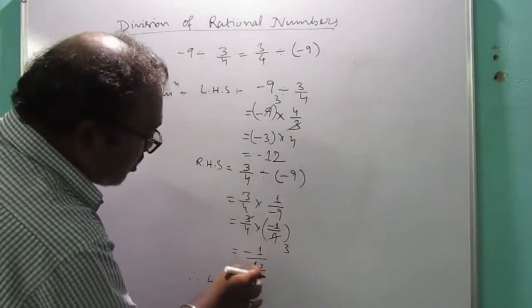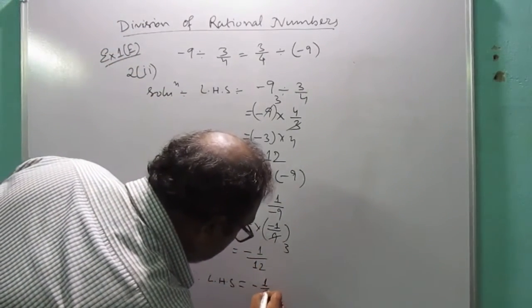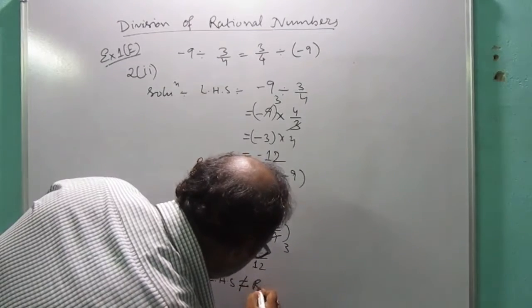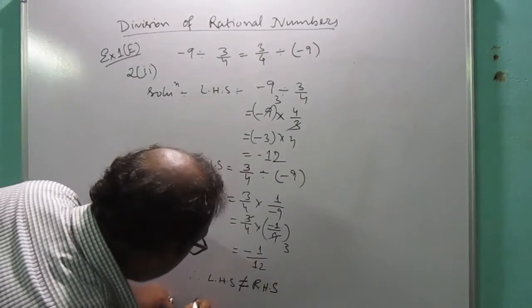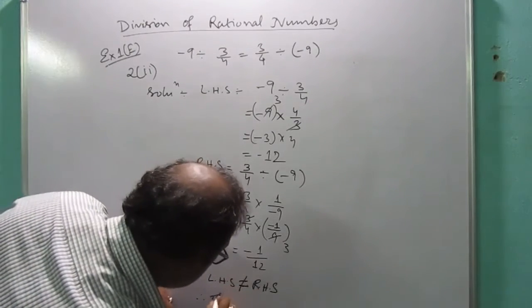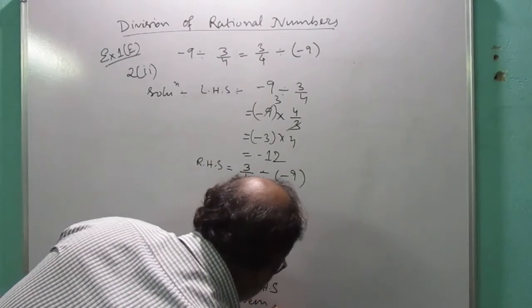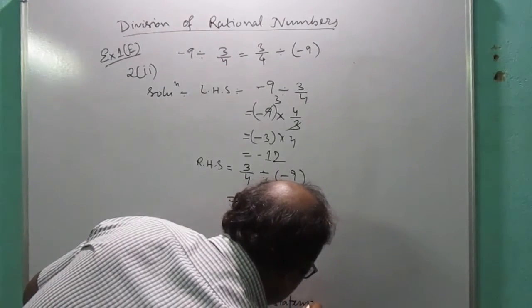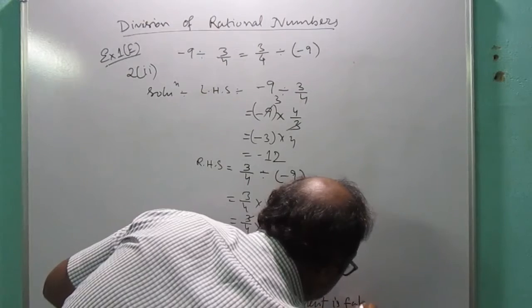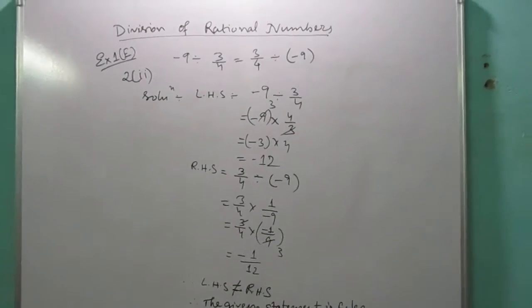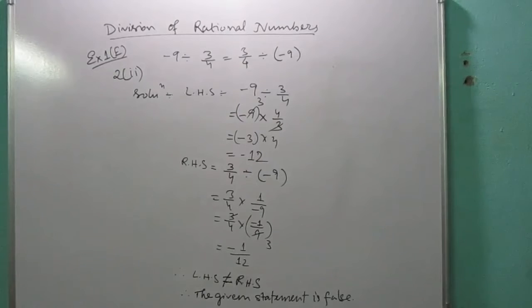So we have found that left hand side, minus 12, is not equal to minus 1 by 12. Therefore left hand side is not equal to right hand side, therefore the statement is false. Therefore the given statement is false.